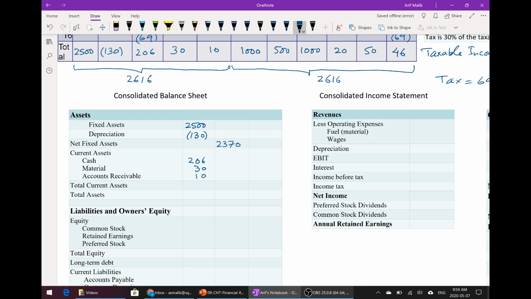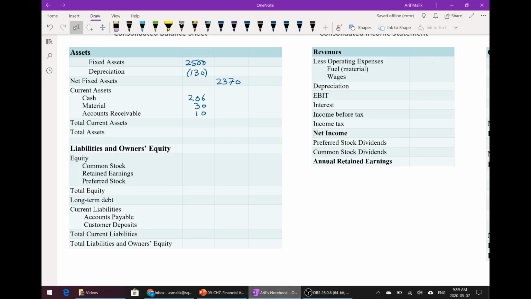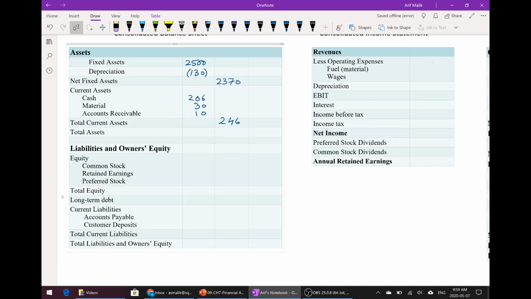So this becomes total current assets, which are 246. Then the total assets are 2616. Now let's work on the liabilities and owner's equity side.